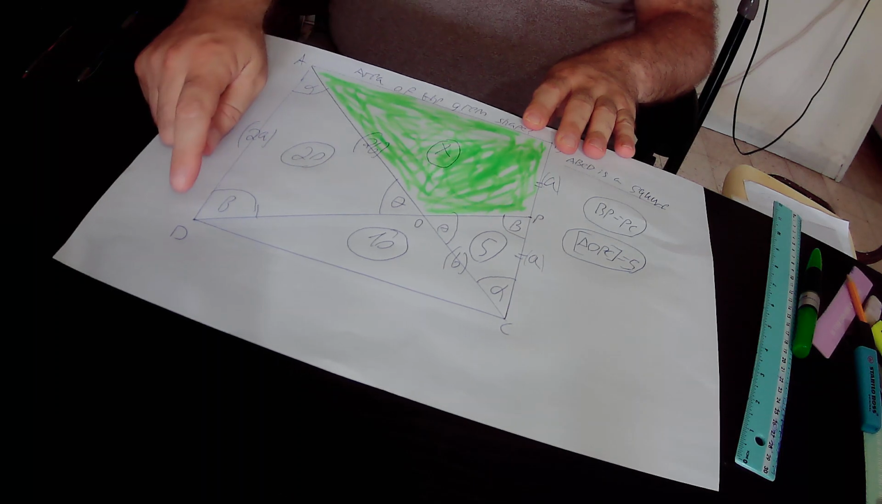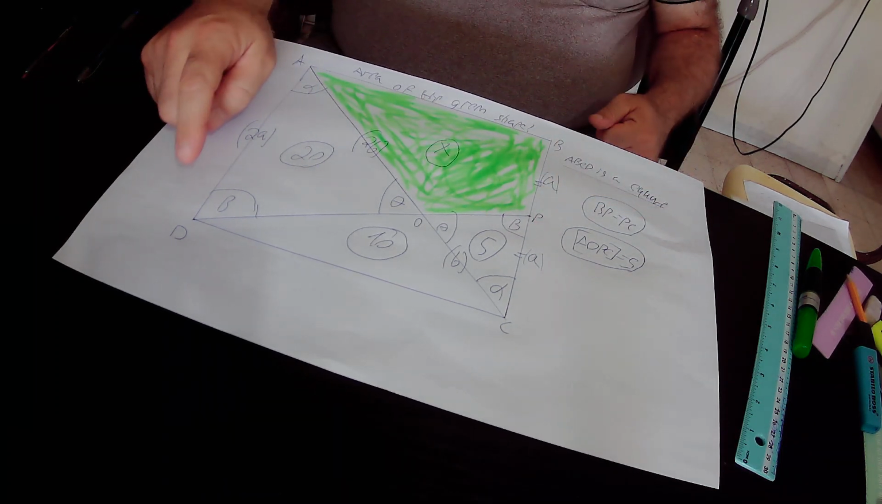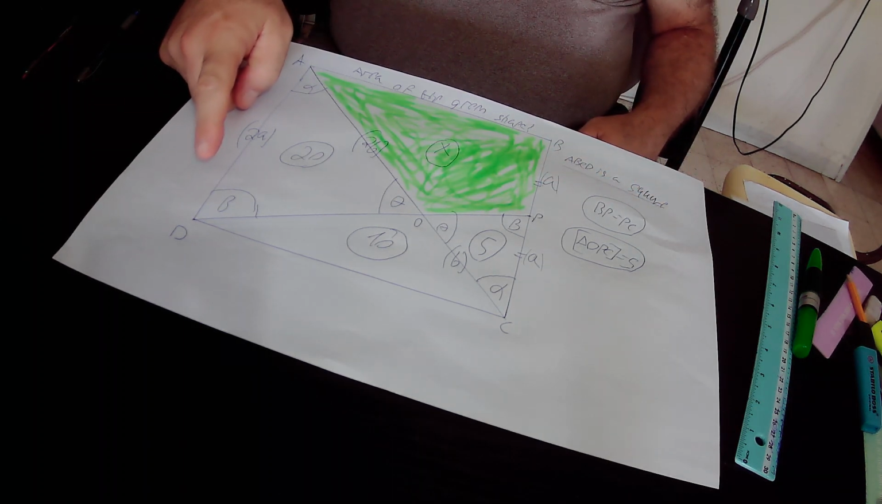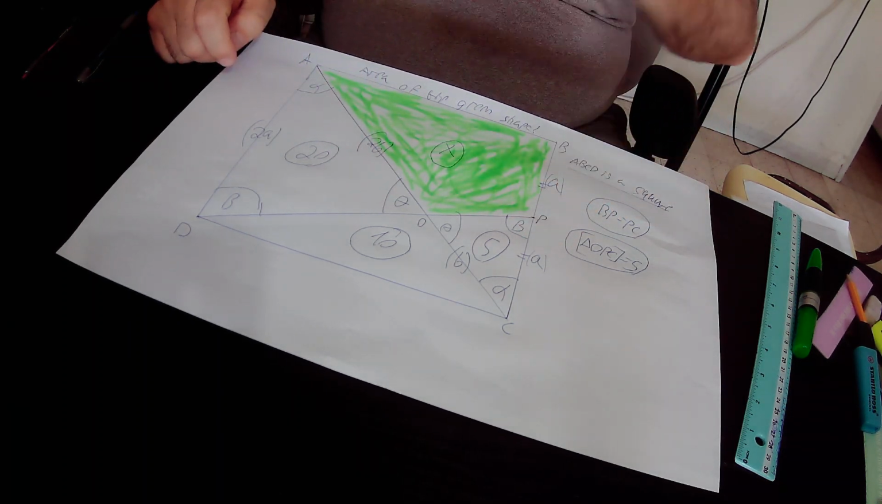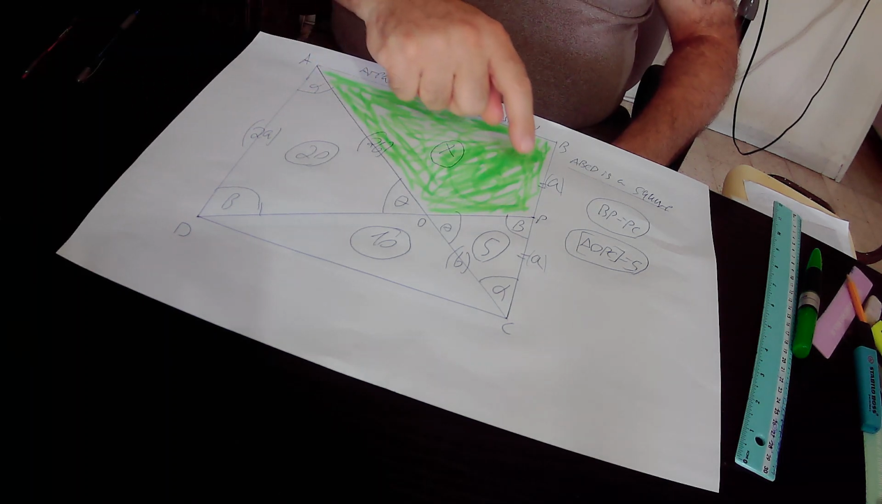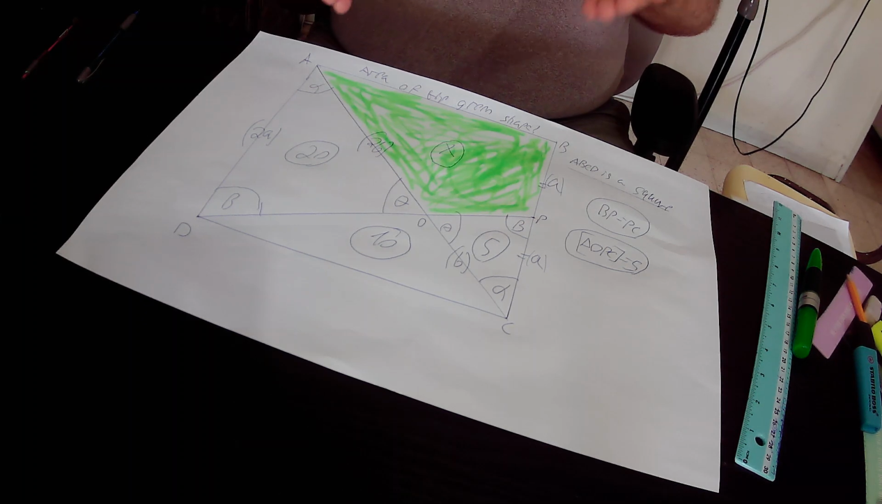Side AD of triangle ADO is the corresponding side to side PC. Why is side AD the corresponding side to side PC? Because side AD is in front of angle theta, and side PC is also in front of angle theta. So side AD is the corresponding side to side PC. And the square of the ratio of those two corresponding sides is of course AD over PC squared.